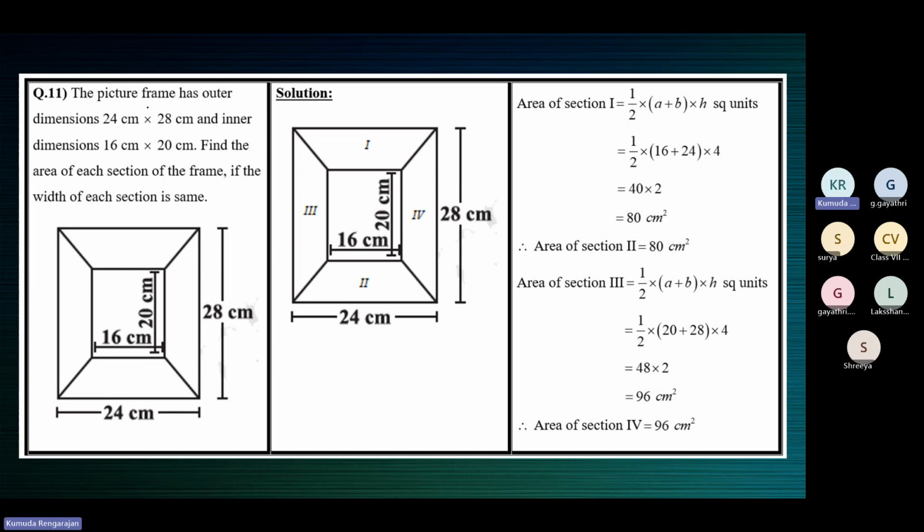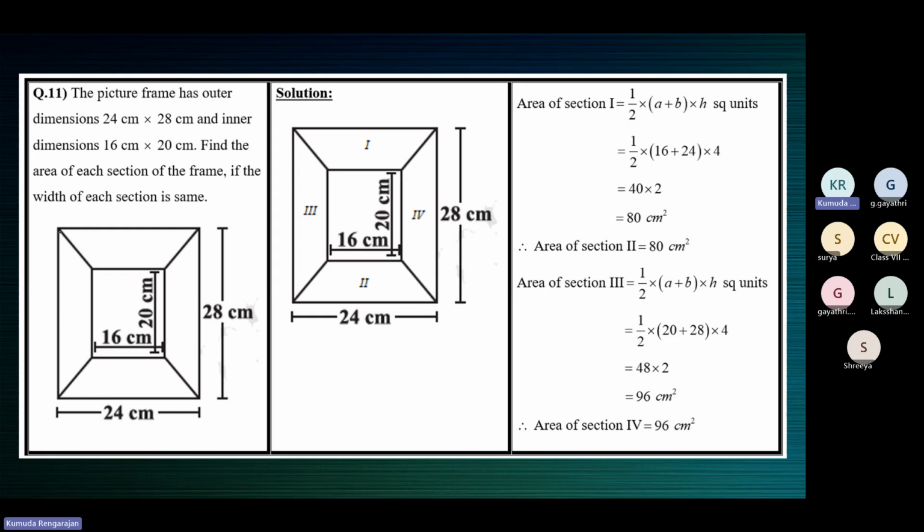Now you can see this. The picture frame has outer dimensions. So here you will put the picture. This is the place where you will insert the photo. Here the photo. This is the frame which comes outside. This is the frame.